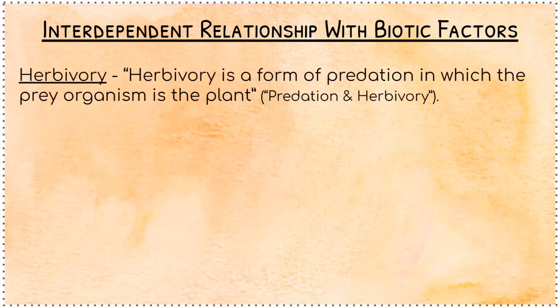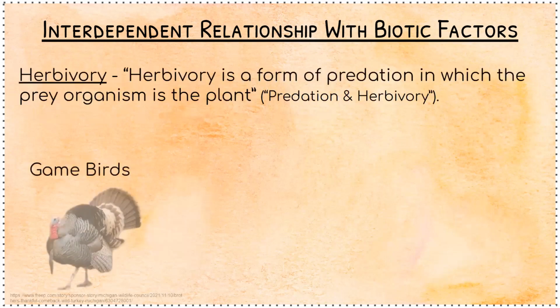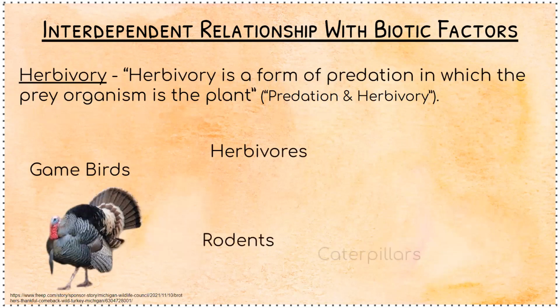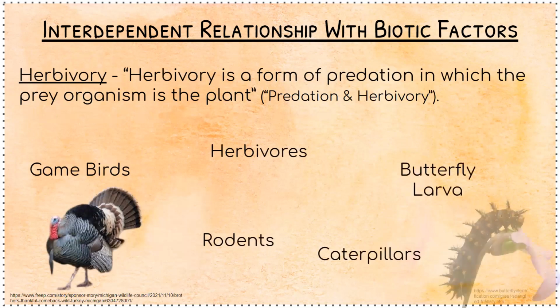Another relationship that the blue violet has with biotic factors is herbivory. Herbivory is a form of predation in which the prey organism is the plant. In simpler terms, in this relationship, the blue violet is eaten by different organisms or predators. Some of the organisms that eat the blue violet are game birds such as wild turkey, rodents, herbivores, and butterfly larvae or caterpillars. All of these organisms eat the blue violet for food and nutrients.